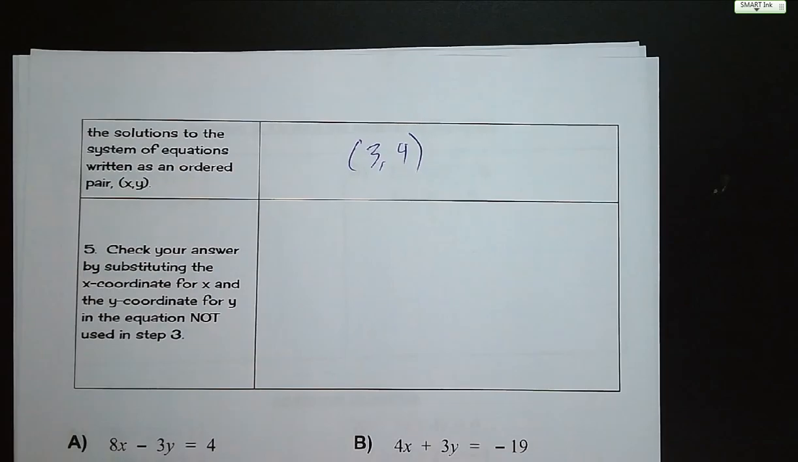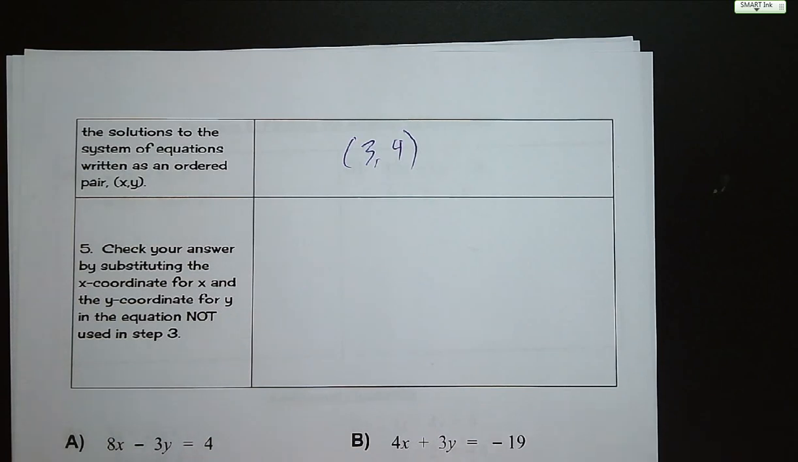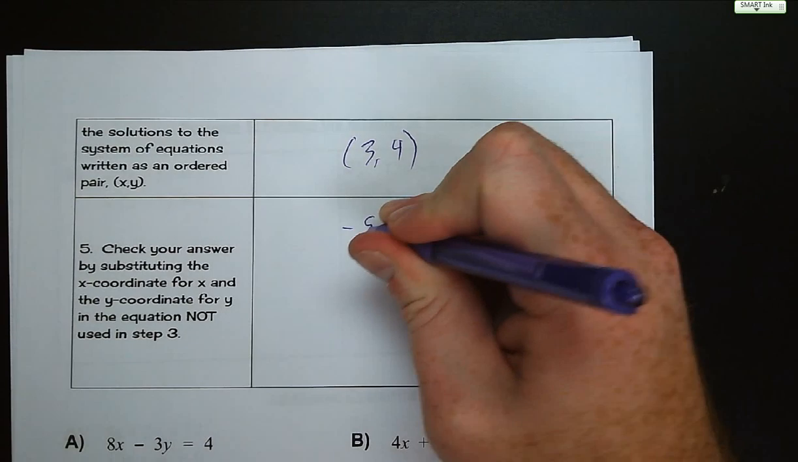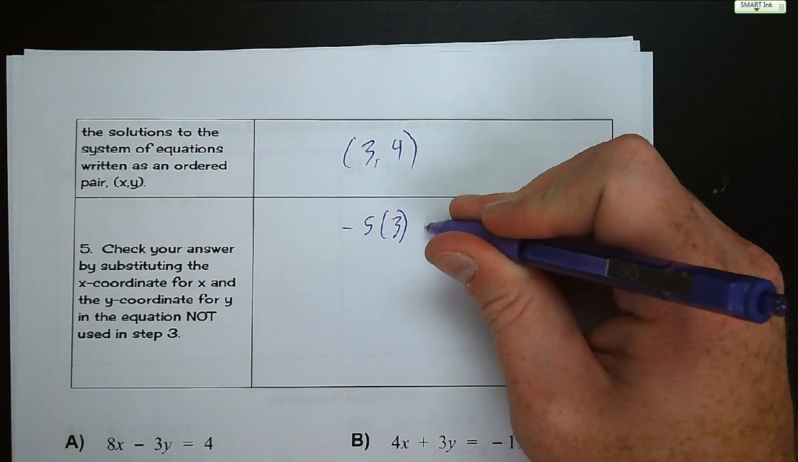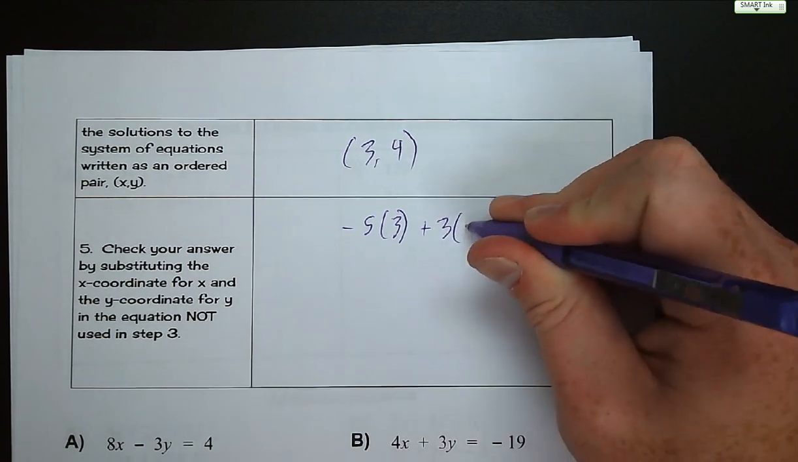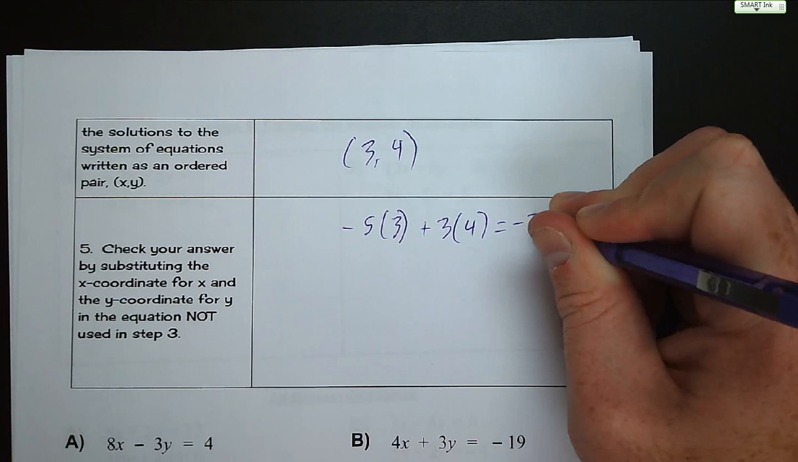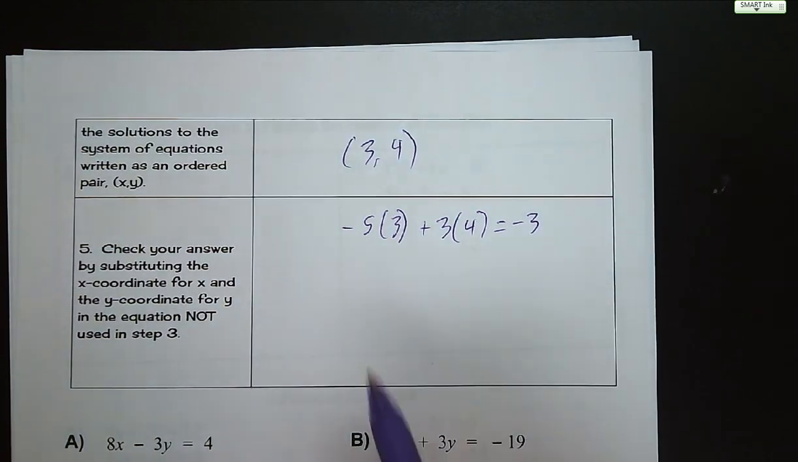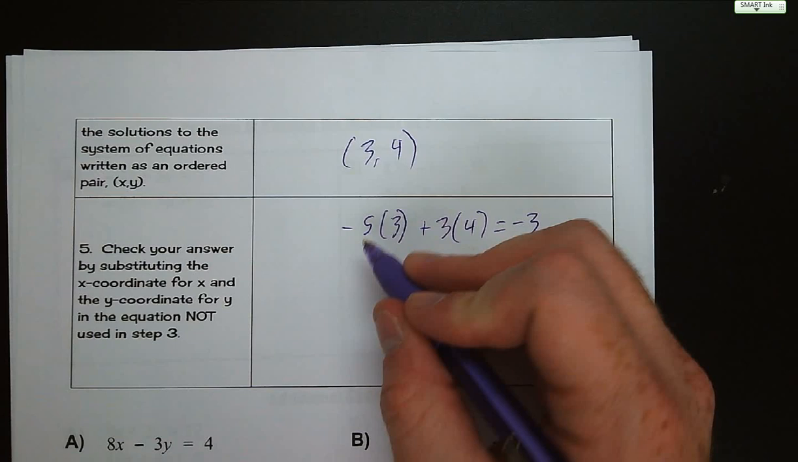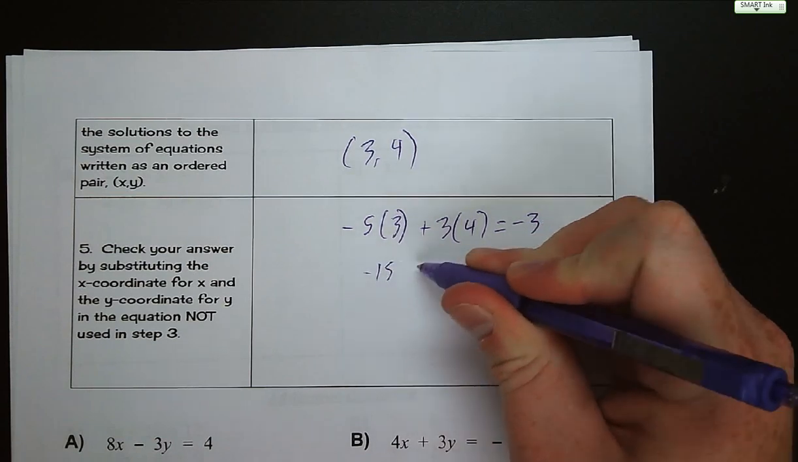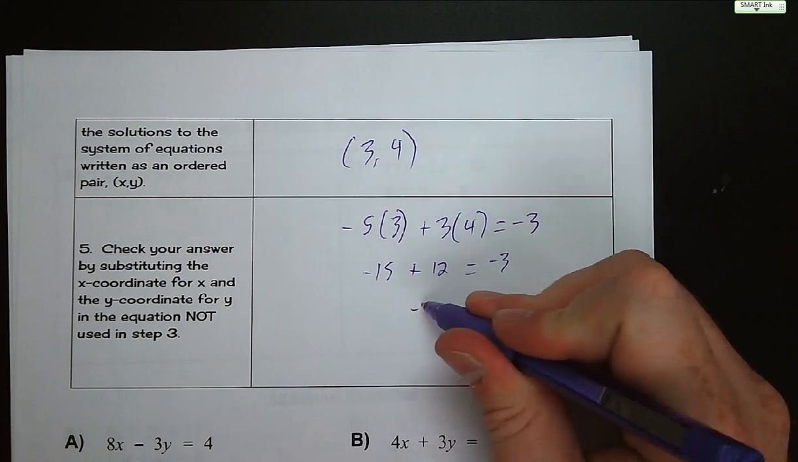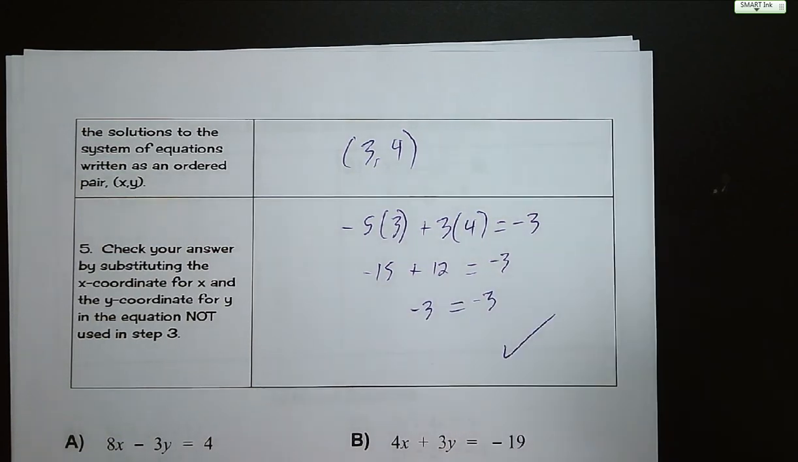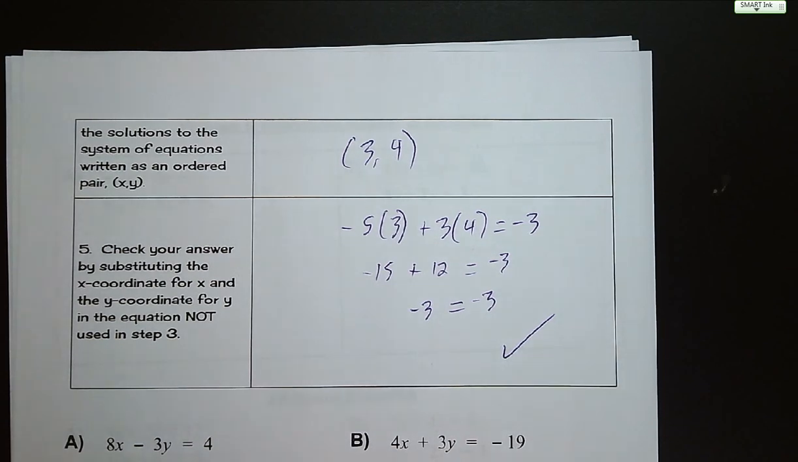Now, we want to check our answer by substituting it into the equation we did not use before. So we're going to plug that into negative 5 times. Notice I'm going back to my original before we multiplied it by anything. This way we can check to make sure we didn't make any mistakes in our multiplication process. So I went back to the original equation. Negative 5 times 3 is negative 15. 3 times 4 is 12. Negative 15 plus 12 is negative 3, which is equal to negative 3, and our equation checks out.